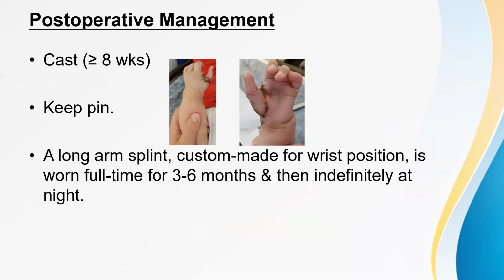This has the disadvantage of sacrificing wrist mobility and ending up with a stiff wrist that might add to the forces of the grip of the fingers. A longer arm splint, which is custom made to position the wrist, is used full time for a total of 3 to 6 months, and then indefinitely or at night.